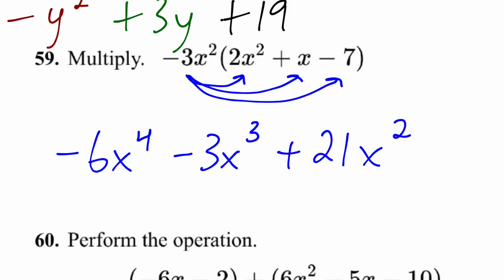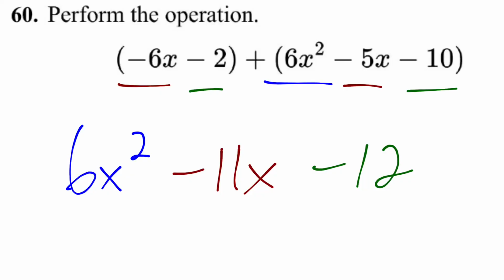59, I am distributing negative 3x squared to each term inside the parentheses. First, negative 3 times 2 is negative 6. I use the product rule to add the exponents because I'm multiplying. 2 plus 2 is 4. Negative 3 times 1 is negative 3. I use the product rule to add the exponents. 2 plus 1 is 3. Negative 3 times negative 7 is positive 21, and I bring down the x squared.